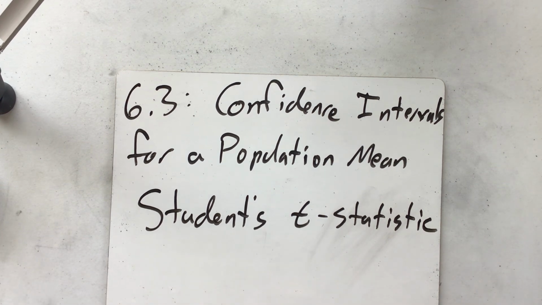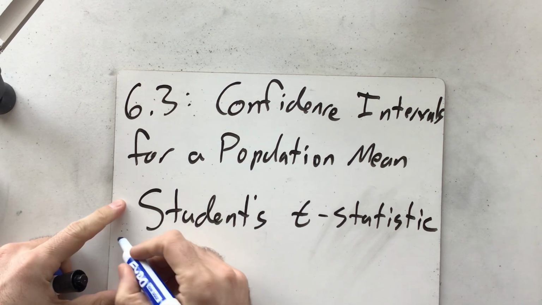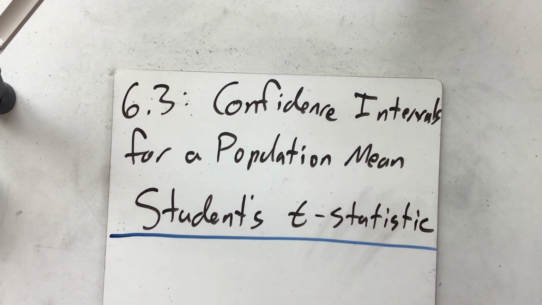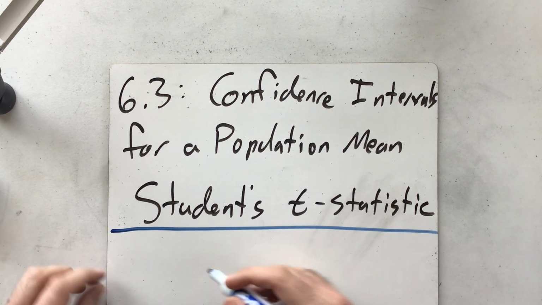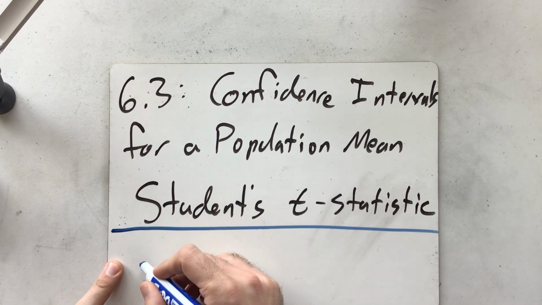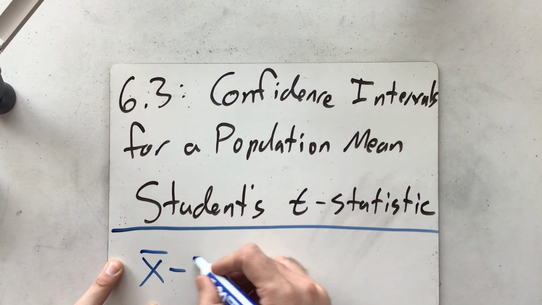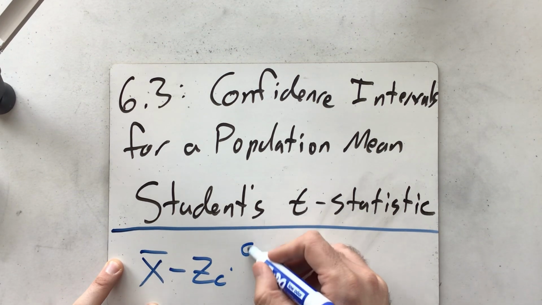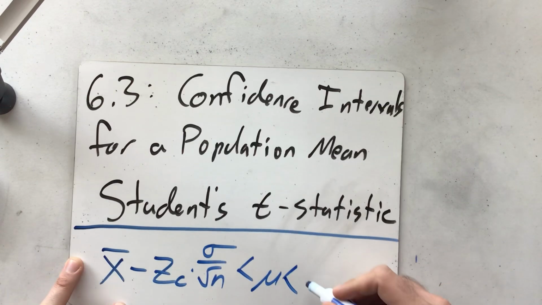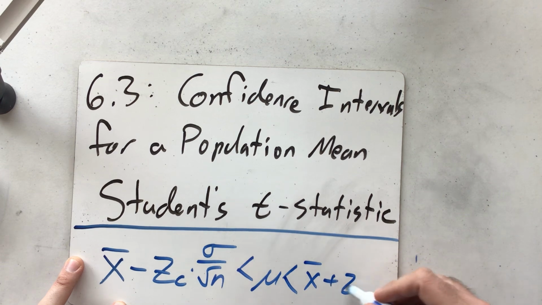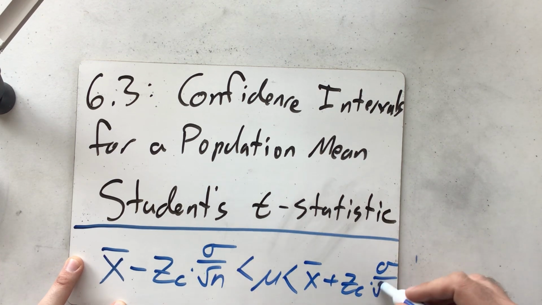Now, I told you last time that the big idea here is that I essentially lied to you during the last day of class. I didn't lie to you, but in some ways it was a little misleading in that we had this formula, which was x bar minus zc times sigma over the square root of n is less than mu is less than x bar plus zc times sigma over square root of n.